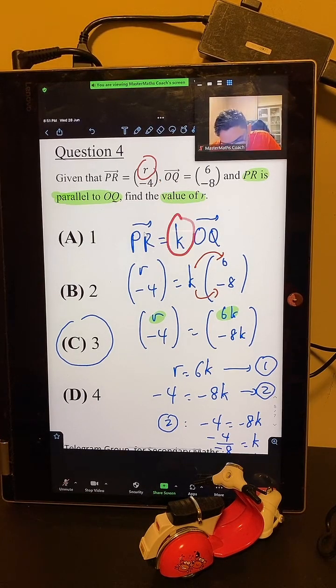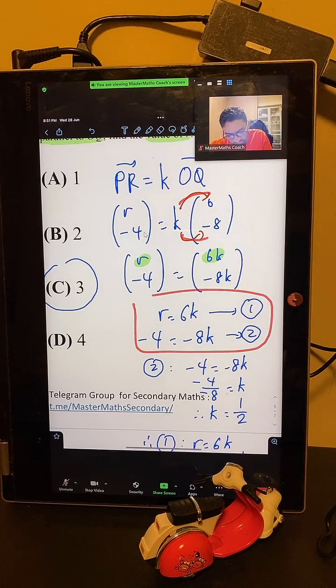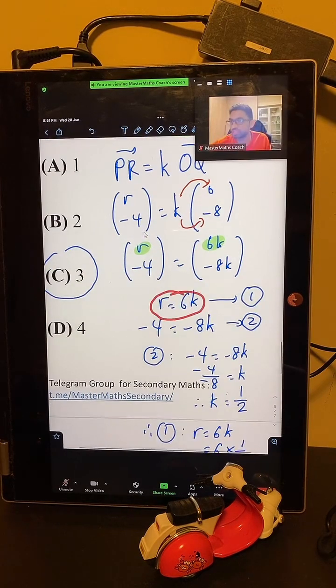Alright, so you put k times OQ there very nicely, and then you bring the k in, equate your two equations, find the value of k first, and then find r next, finish.